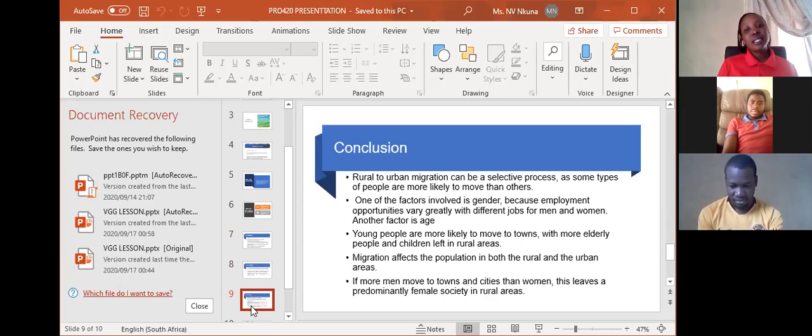Migration affects the population in both rural and urban settlements. So if more men move to towns and cities than women, this leaves a predominantly female society in rural areas. This is the end of our lesson. If you have questions, please feel free to ask.